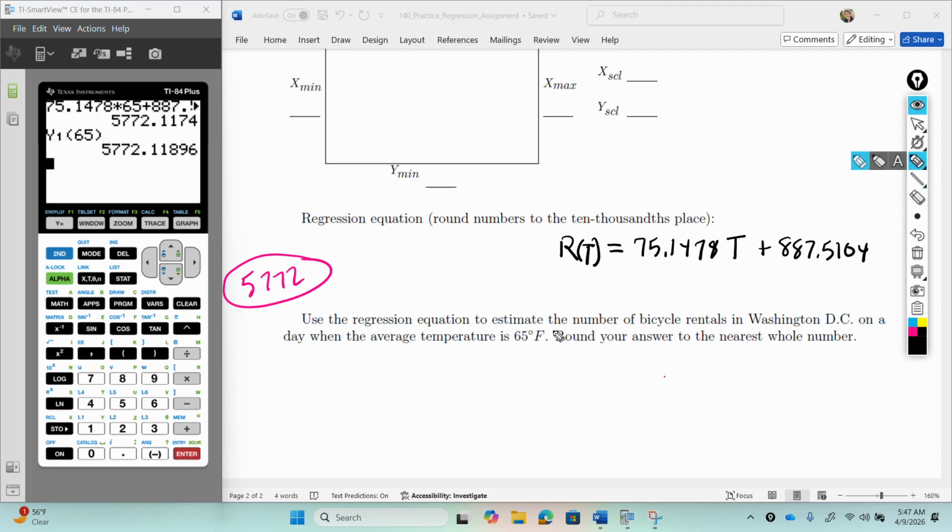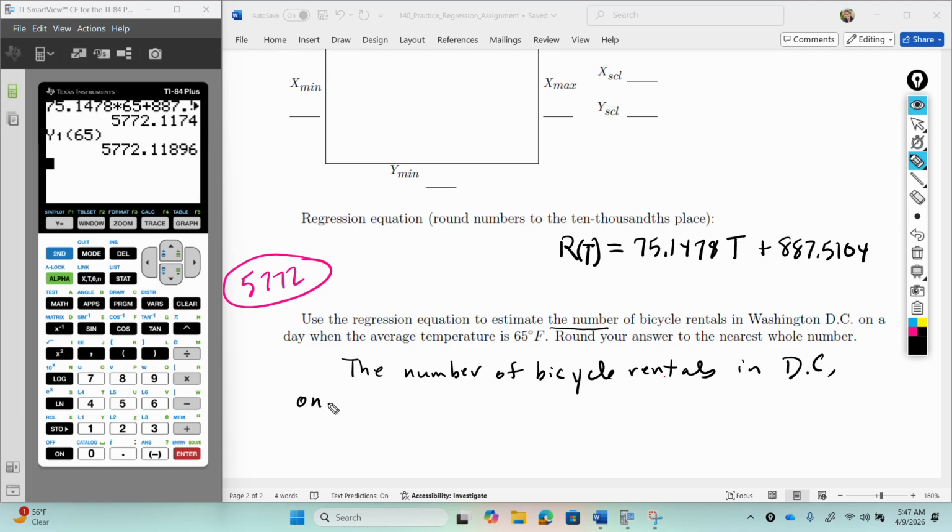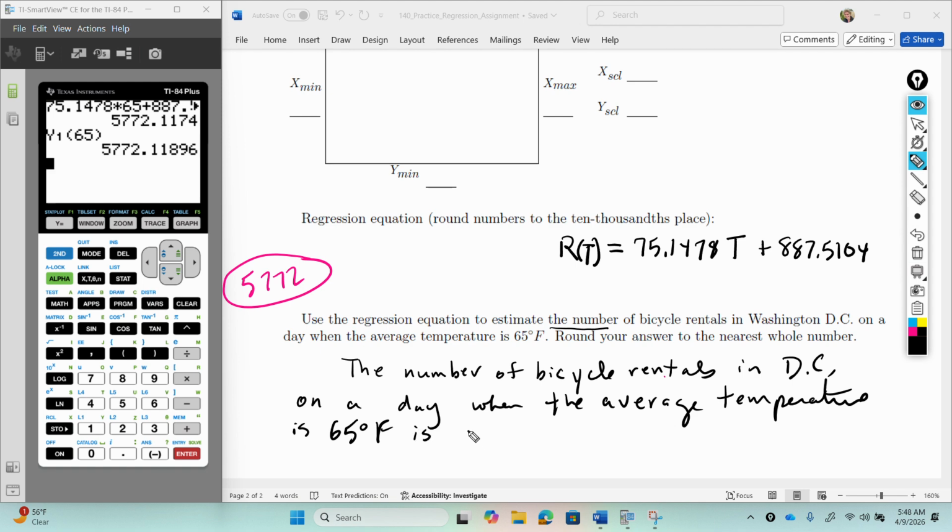So the number of bicycle rentals in Washington, D.C. on a day when the average temperature is 65 degrees Fahrenheit is approximately 5,772. Okay, that is what the department wants you to write.